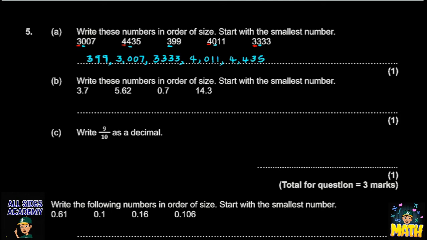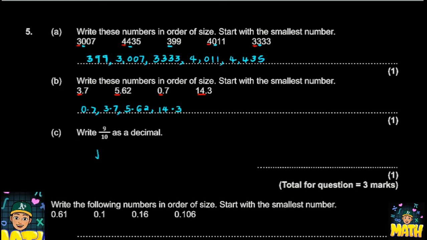Write this in order of size, starting with the smallest. Use the method of numbers before the decimal place. So 3, 5, 0, and 14. So we'll have 0 starting. So 0.7, then 3.7, then 5.62, then 14.3 as our order.